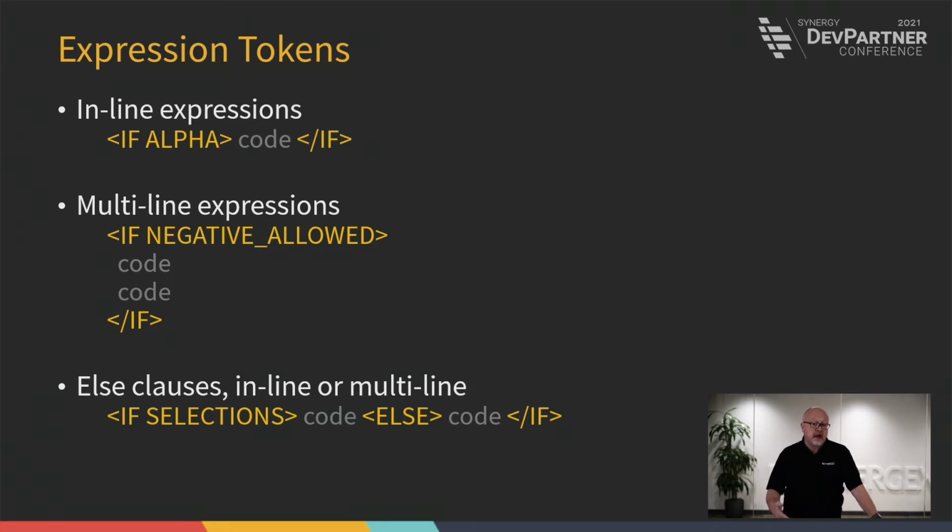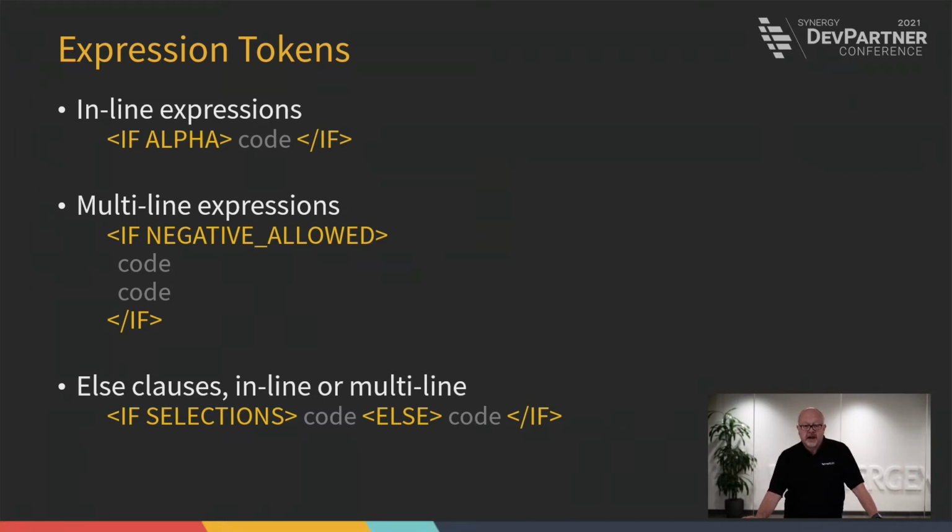So if you need to do something only for an alpha field or a decimal field or an integer field or a date field, for example, then there are expressions that let you do that. Multi-line expressions, you can see that the opening and closing tokens are on separate lines and have one or more lines of code between them. And it's the same thing. The lines of code will be emitted only if this expression is true. All of the expressions also support if not now as well, so you can flip the logic around.